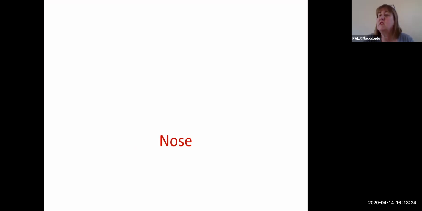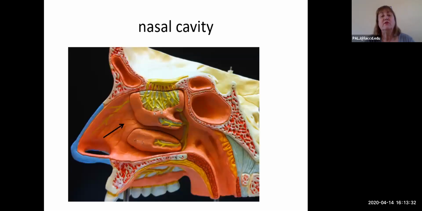So the first thing we're going to talk about is the sense of smell, and that involves the nose. And the good thing about learning about the nose is you know it all already, okay? So except for the word nasal cavity. So the nasal cavity basically is everything that's here inside your nose. Okay? In the middle of it, you have the vomer, you have the perpendicular plate.